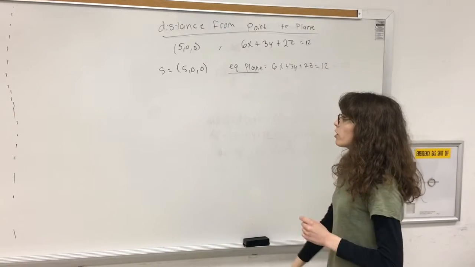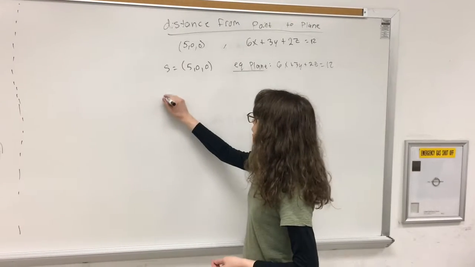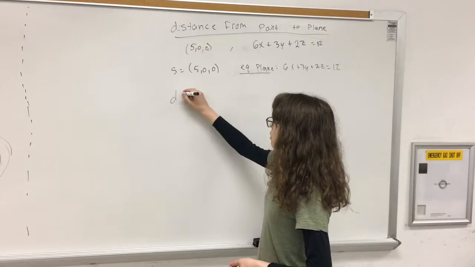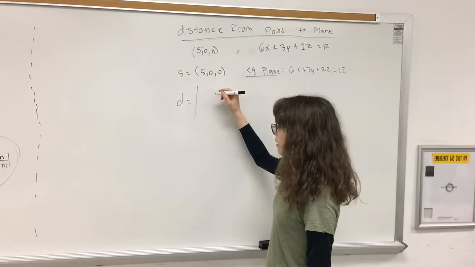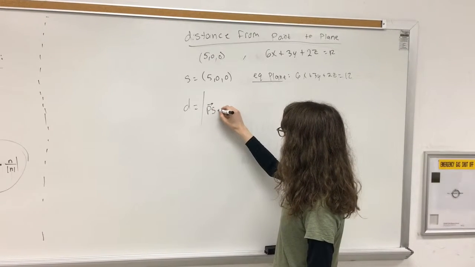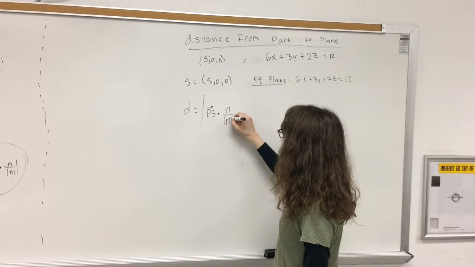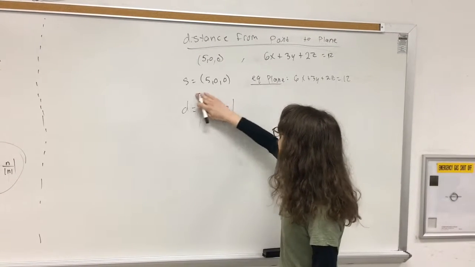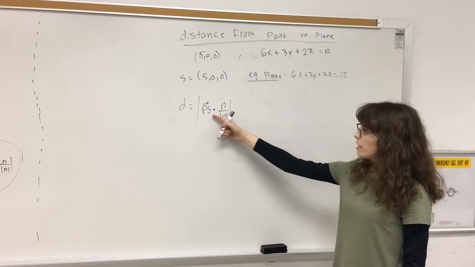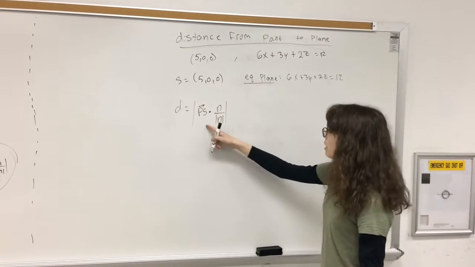And let's go over the distance formula, what we need for distance. To find the distance from a point to the plane, that is going to be equal to the magnitude of the dot product of PS and N, over the magnitude of N. So the normal vector to the plane over the magnitude of the normal vector, and we're going to do the dot product of this.